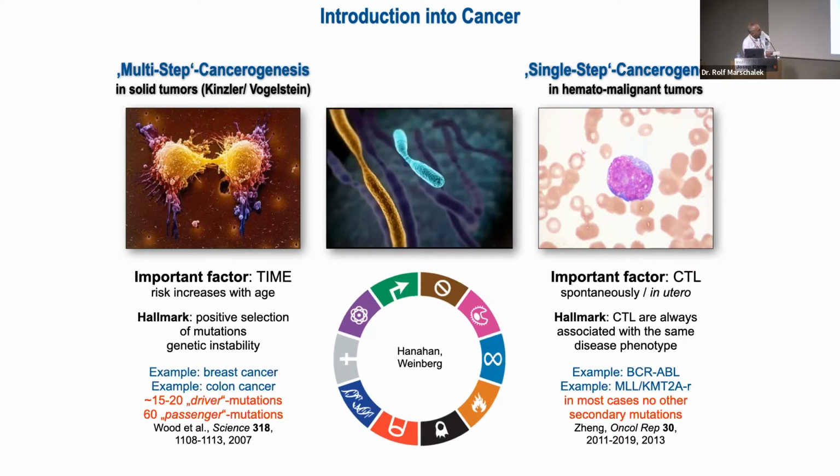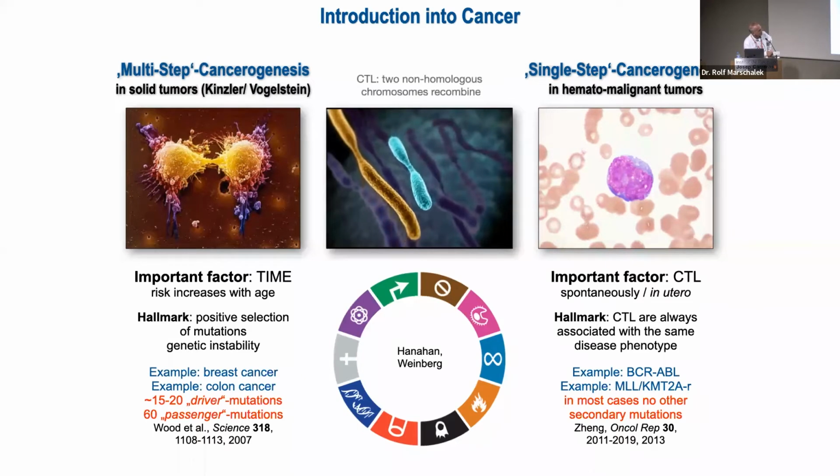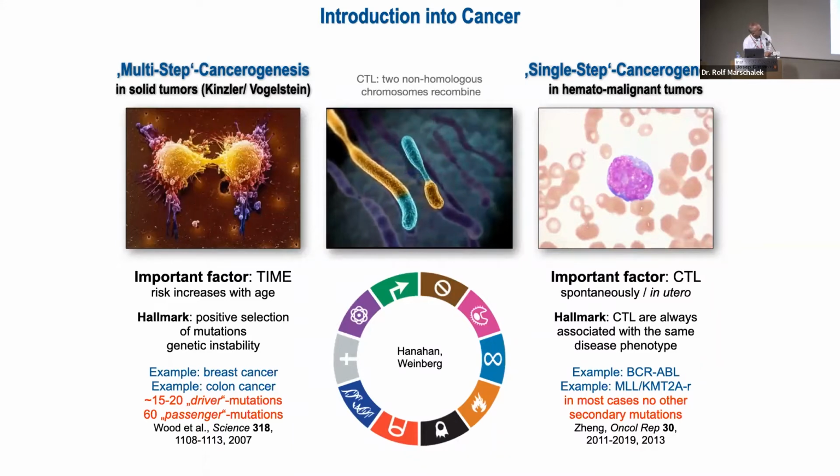When you go into hematomalignant tumors, it's completely different, because here you need chromosomal translocations. Chromosomal translocations are shown here in this movie. You see two different chromosomes are recombining. And this is the only genetic event that you can mostly see in leukemias. So they can occur spontaneously, they can occur already in utero for infant leukemias. And so chromosomal translocations are the most important impacting factor for this. And what is also important, in many of these tumors, you don't see secondary mutations. So the way these tumors are set on is completely different.